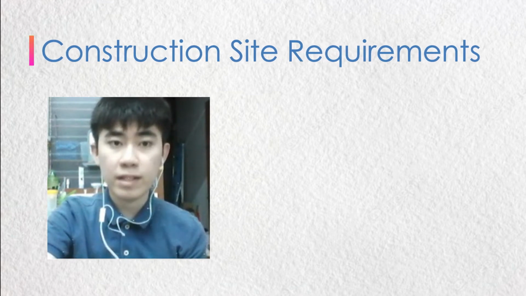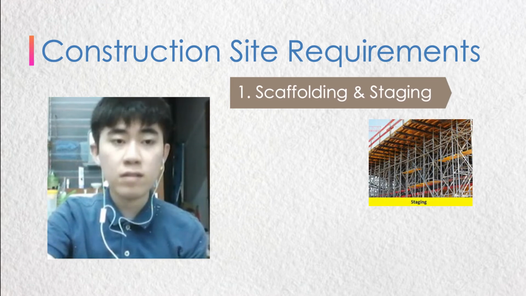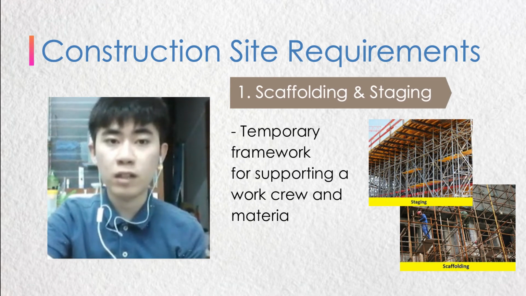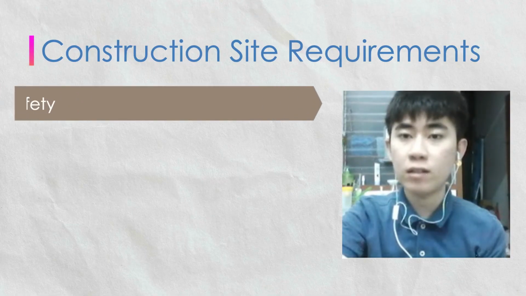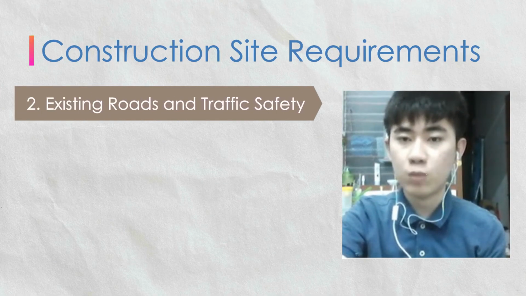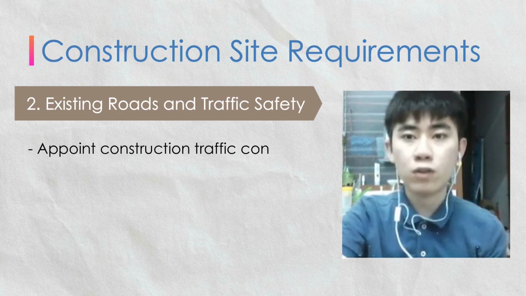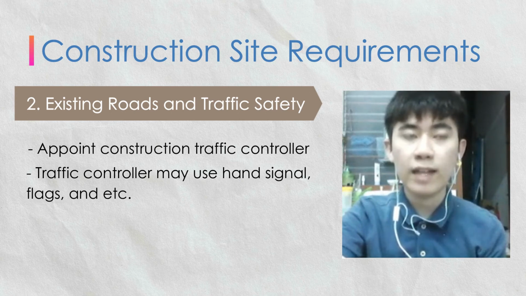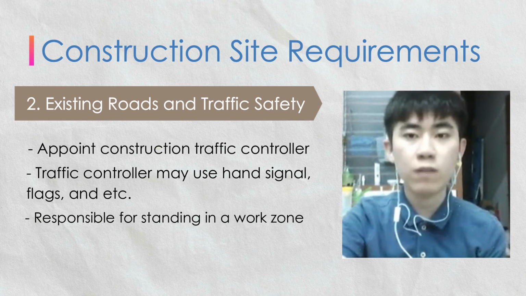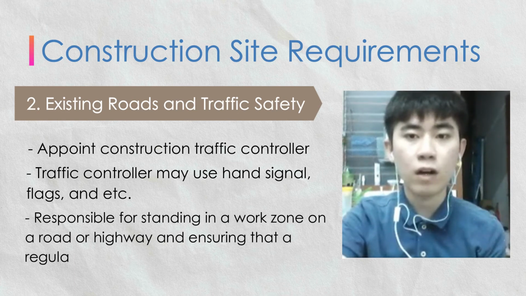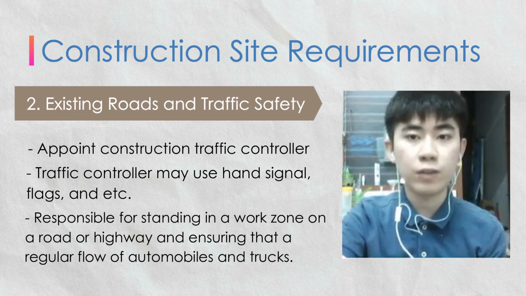In this case study, there are some construction requirement examples. For example, the first one is the scaffolding and staging. It is a temporary framework for supporting a work crew and material during construction. Besides that, there is the existing road and traffic safety in this project. It appoints a construction traffic controller. The traffic controller may use hand signals, flags, and so on. They are responsible for standing in a work zone on a road or highway and ensuring there is a regular flow of automobiles and trucks.